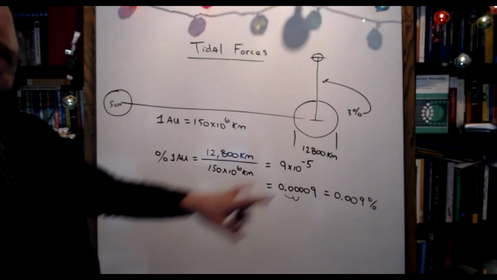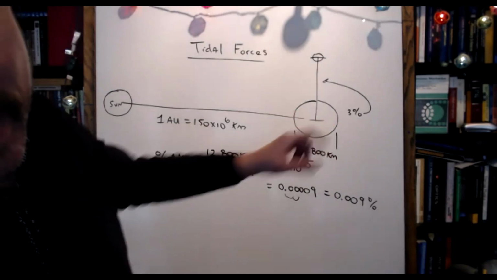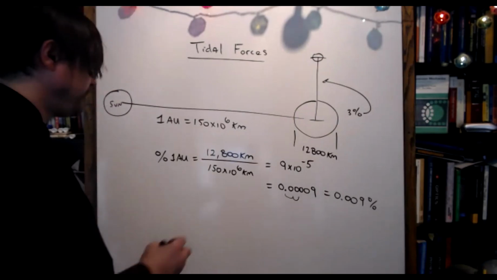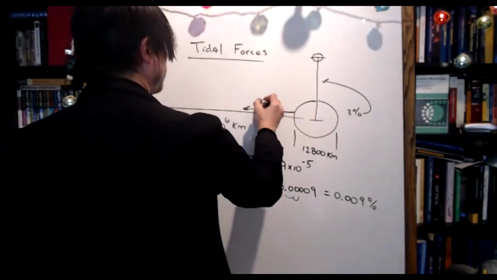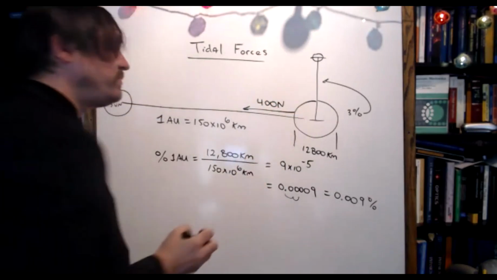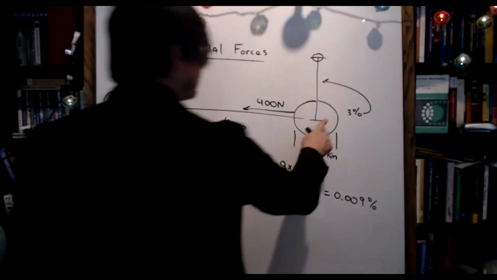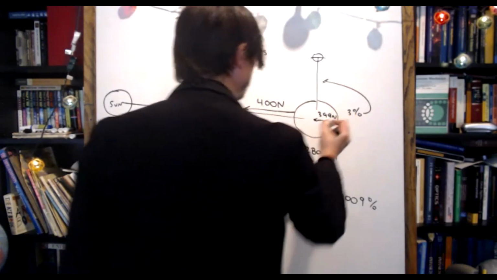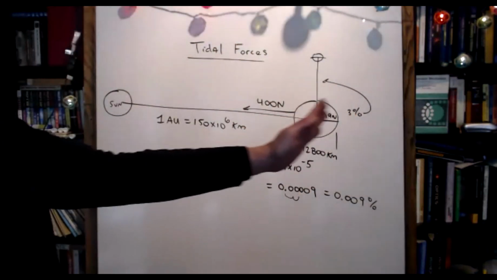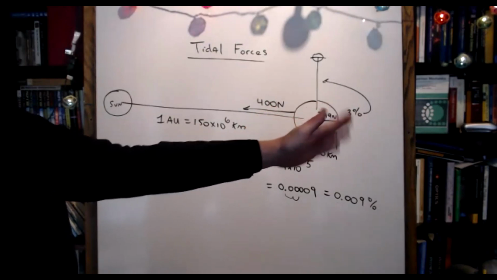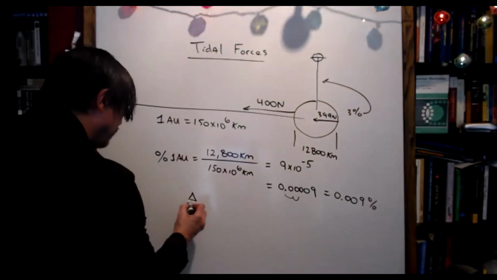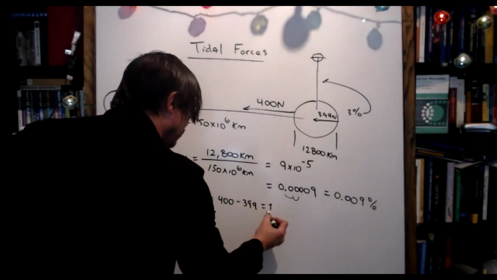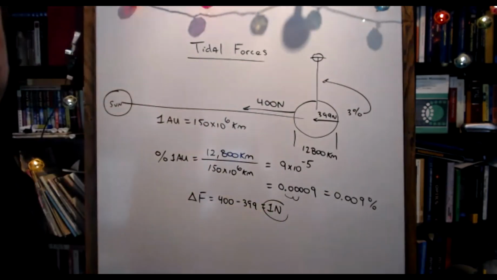Okay. In other words, the change in distance between the front and the back of Earth is a lot smaller percentage-wise compared to 1 AU. So maybe the front side of Earth gets tugged on by like 400 newtons, but the back side of Earth would only get tugged on by say 399 newtons, because the differential force across its body changes by less. So the tidal force due to the sun would be 400 minus 399, or only a 1 Newton differential.